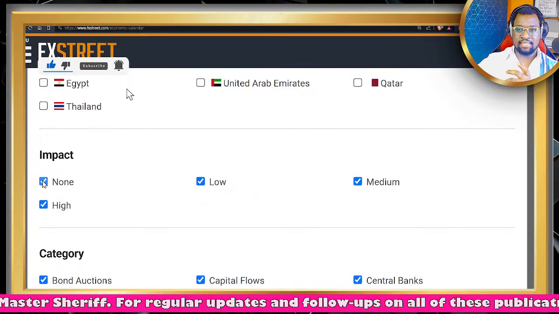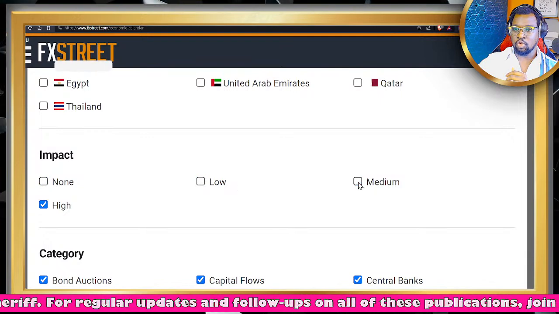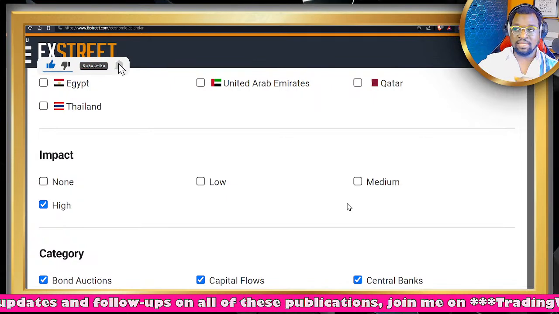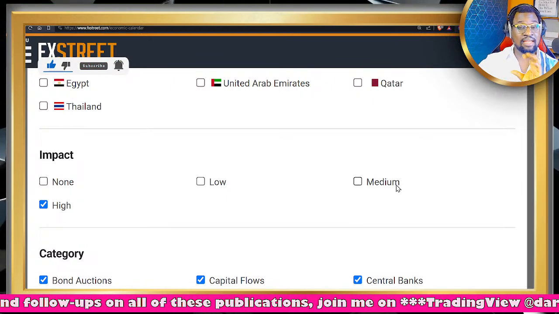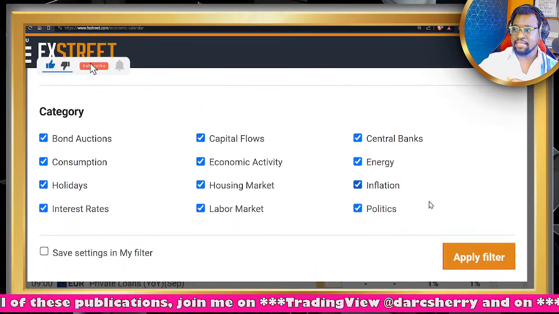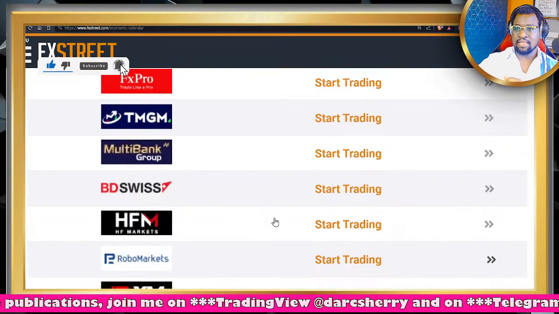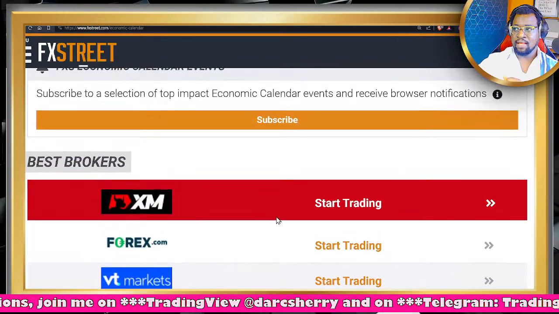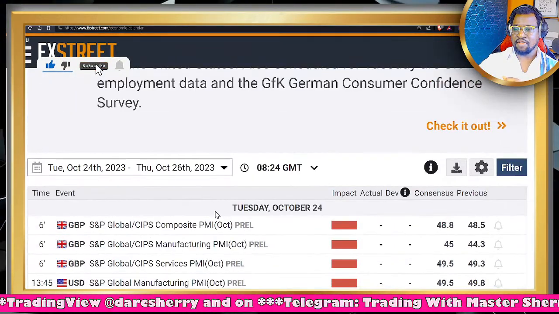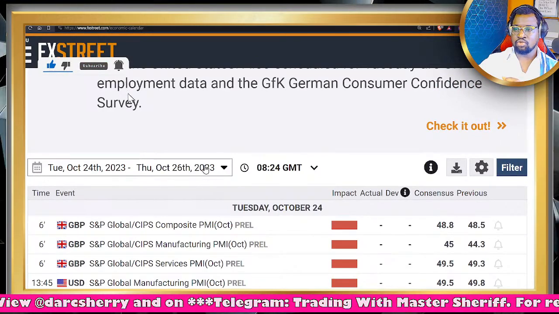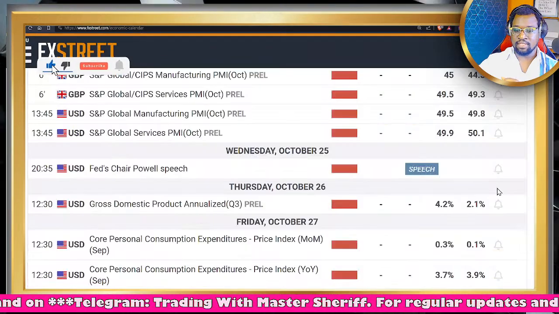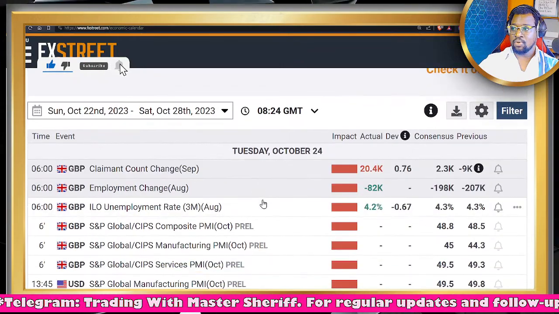Then if we take a step further, we want to only focus on high impact events, as these events have a tendency of influencing the market sentiment, which of course, as technical traders, is what we are looking to identify using price action. So let's filter that out and let's see what we have here. And here we go. So today we have, hold on a second, I would like to make this for the whole week so that we can see what has happened this morning. All right, so here we go.